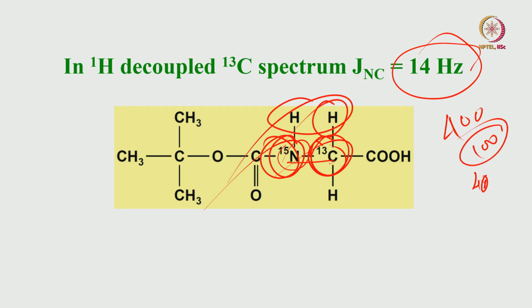So, what is the difference then? 100 minus 40, 60 megahertz is the difference. So, the chemical shift difference is 60 megahertz, whereas coupling is only 14 hertz. This is an example where heteronuclear spins, even when they are labeled like this, are weakly coupled. This is a classic example of a heteronuclear weakly coupled spin system in labeled molecules like carbon 13 and nitrogen 15, both labeled.